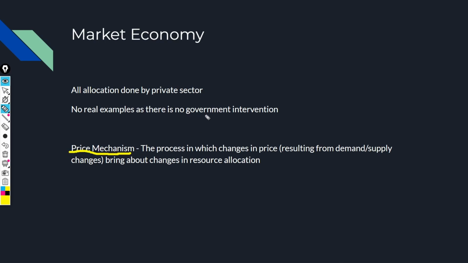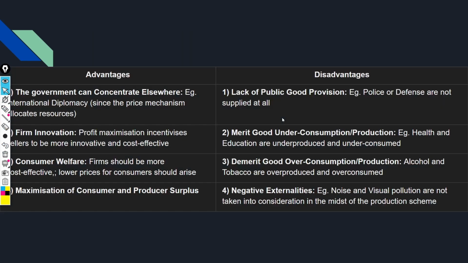It's basically the process in which the change in price is due to the demand and supply curves and where they meet, due to changes in the different resources available. I'll be looking at demand and supply curves later on, so you can't really understand this yet, but that's basically how prices in market economies are set. So, advantages and disadvantages of market economies.